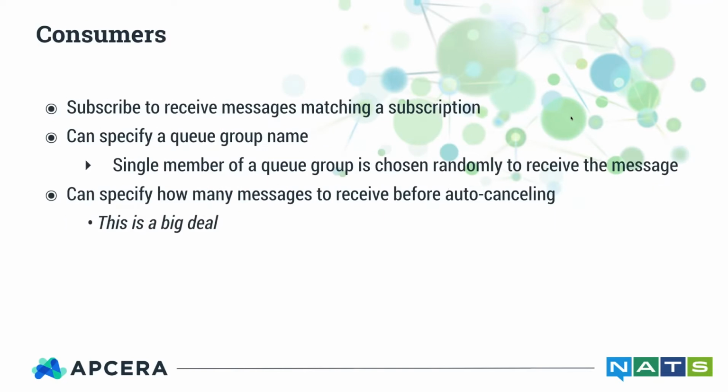Consumers are the other side of the equation. They subscribe to receive messages that match a subscription. The subscription is based on the subject name that they have agreed to use. And optionally, they may specify a queue group name. This is actually just an enhancement that enables multiple subscribers that are working together to solve a problem to be selected by the server so that only one of them actually receives the message. We will see how that works later in more detail as well.